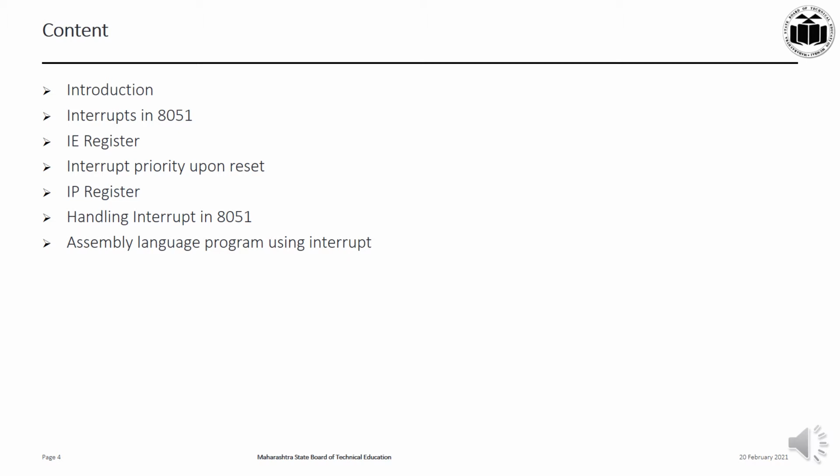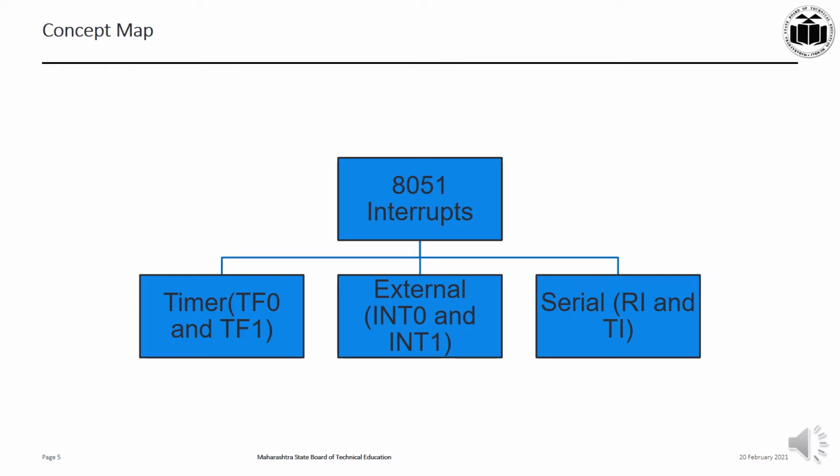So the contents of this presentation are introduction, interrupts in 8051, IE register, steps in enabling interrupt, interrupt priority upon reset, IP register, handling interrupts in 8051, assembly language program using interrupt. This is the concept map which shows the microcontroller 8051 interrupts. Basically there are 5 interrupts. Two are timer interrupts, two are external interrupts, and one serial communication interrupt.